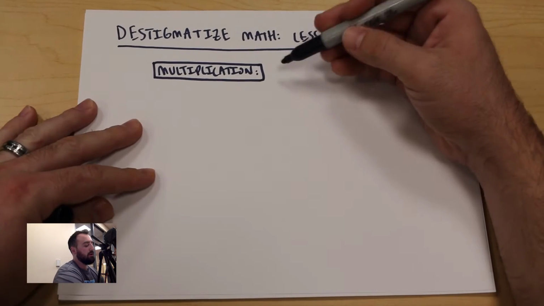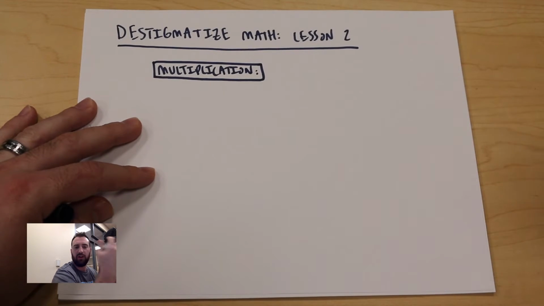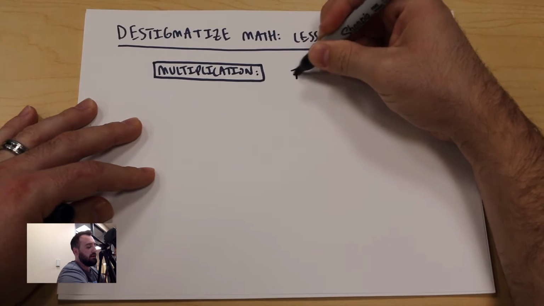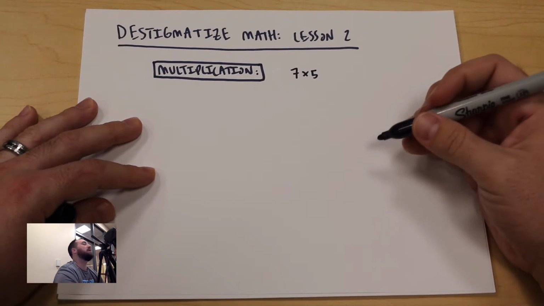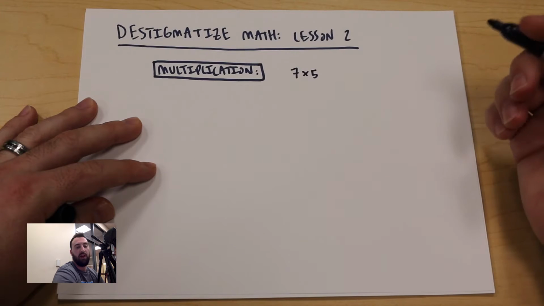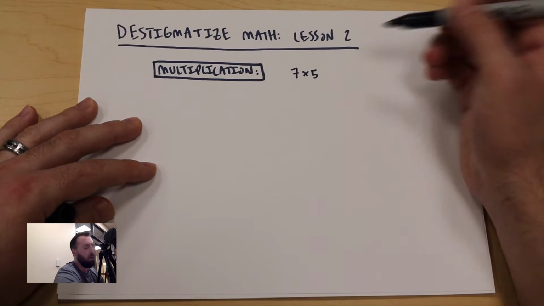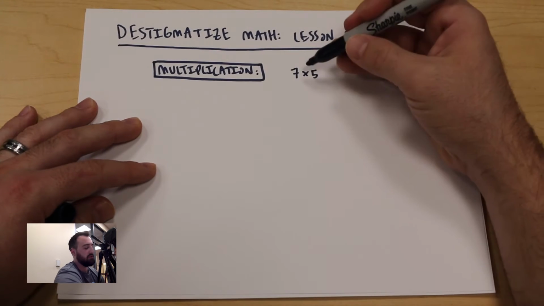So what we're doing when we multiply: I talked about in the previous video how if I say 7 plus 5, that means start at 7 and count up by 5. Well, if I say 7 times 5, what does that mean? 7 times 5 means count by 7 5 times. Or, better yet, add 7 to itself 5 times.